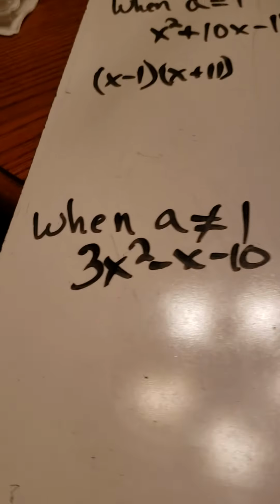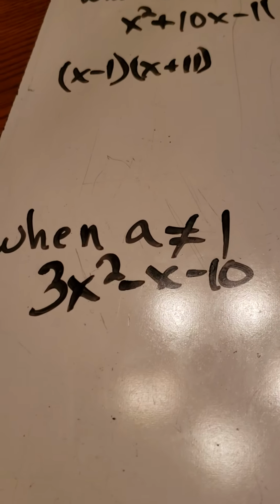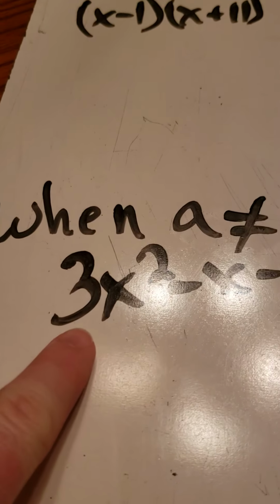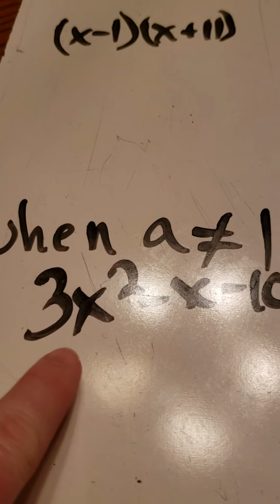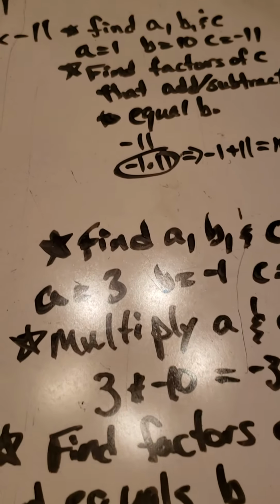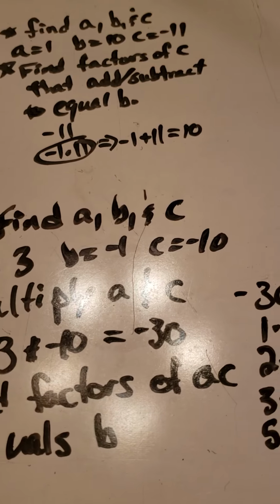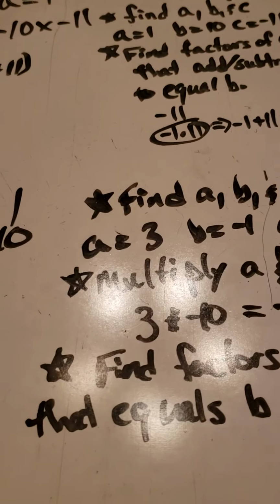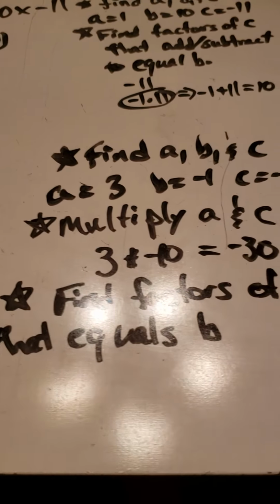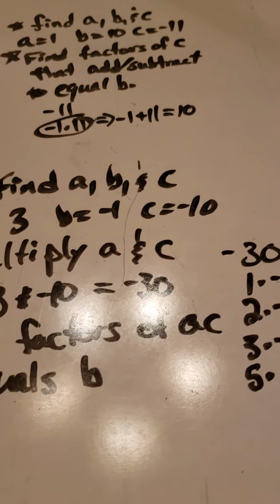All right. The second type of problem is when a is not equal to 1, if there's a number in front of x squared. Whenever you have a value in front of x squared, first, we're going to find a, b, and c. So a is 3, b is negative 1, c is negative 10. And then we're going to multiply a and c. So we take 3 times negative 10, and we get negative 30.